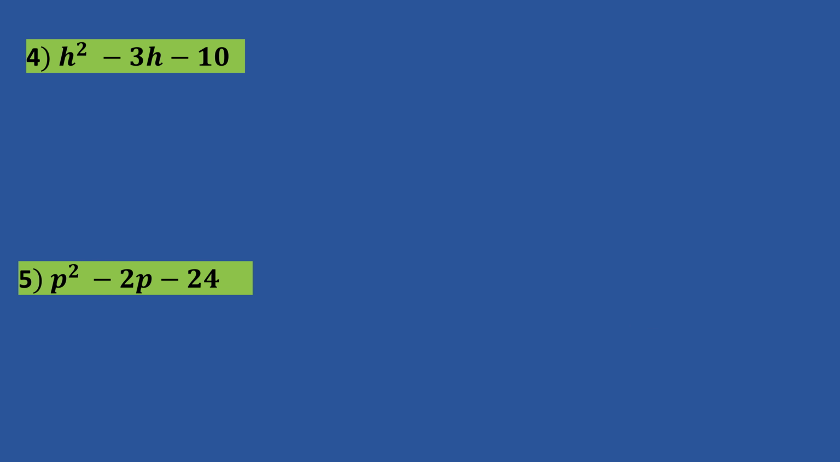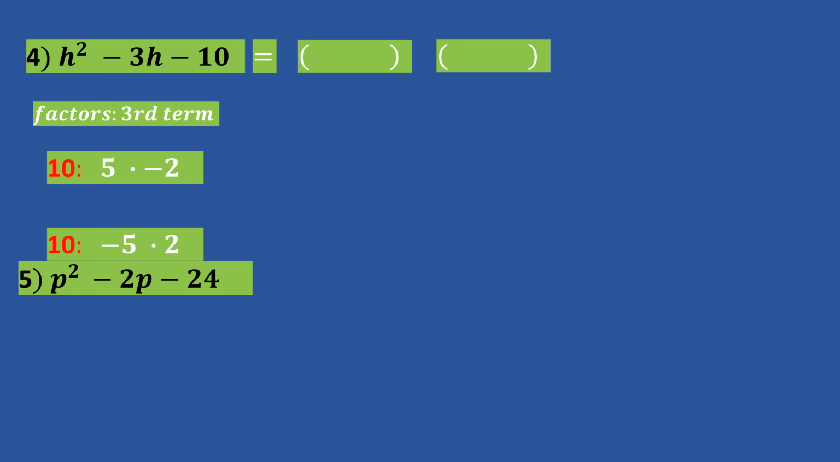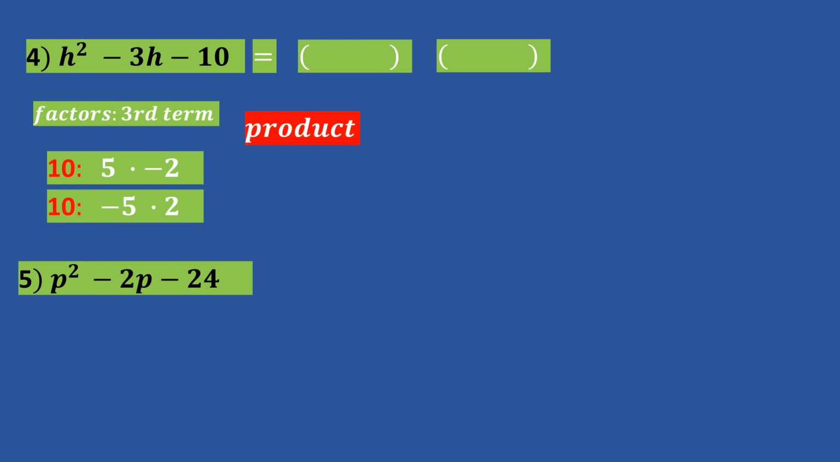Okay, so next example, h squared minus 3h minus 10. What are the factors of this? The factors of the third term, which is negative 10, are positive 5 times negative 2 and negative 5 times positive 2. Then we get their product and their sum. The product of 5 times negative 2 gives us negative 10, while the negative 5 times the positive 2 also gives us negative 10.